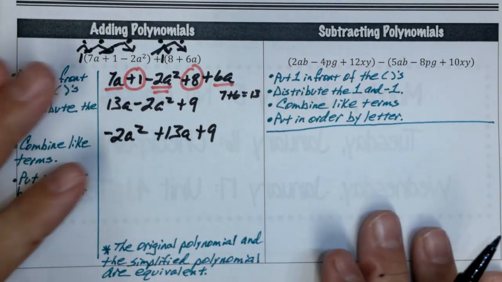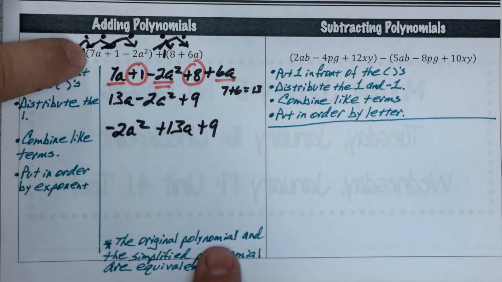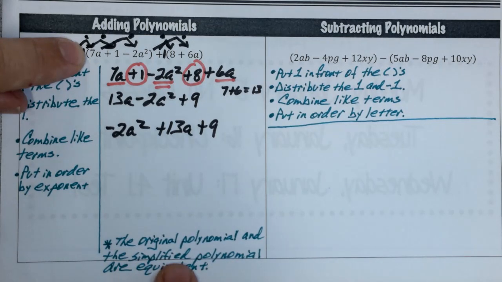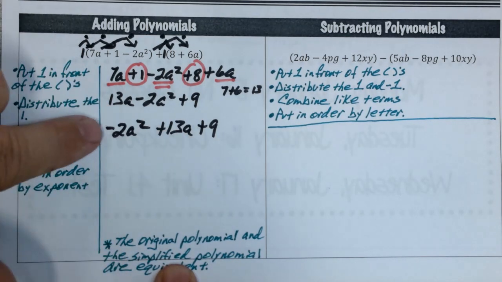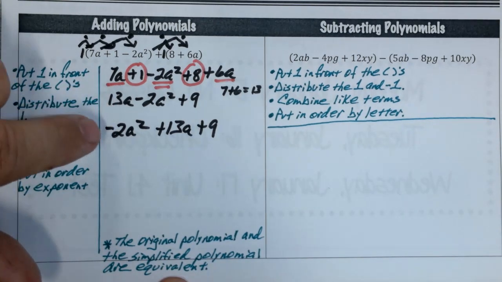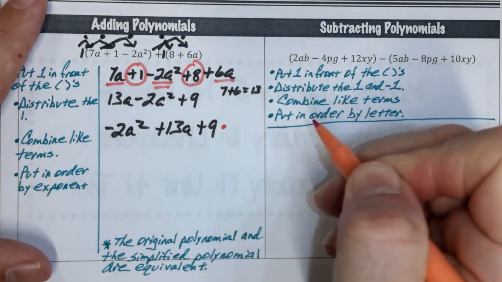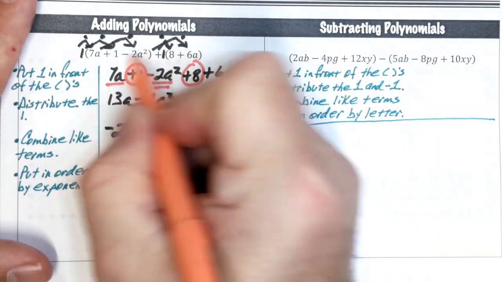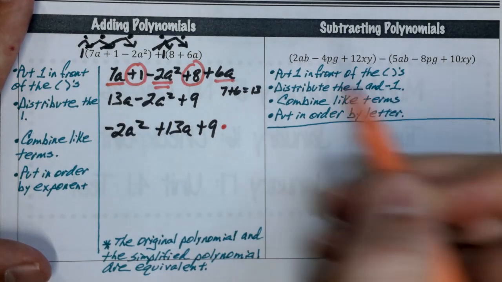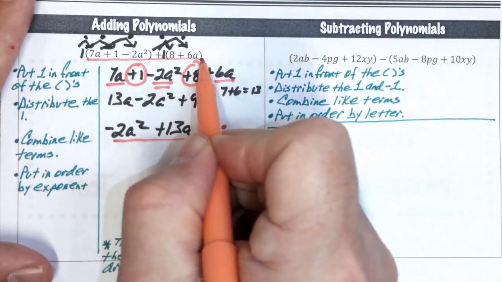Okay. And so now notice this sentence here. The original polynomial, which is this up here, okay, this is our original polynomial, and the simplified polynomial, which is right here, are equivalent. So these are equivalent expressions. So this expression right here is equivalent to all of this up here. All right. So again, this expression is equivalent to this expression.